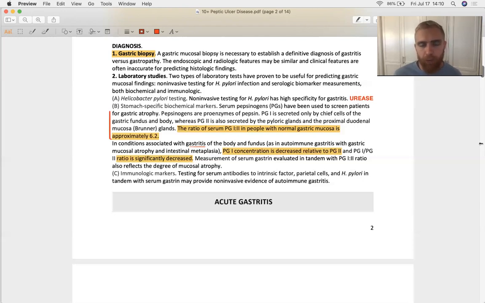And so chief cells will get caught up in that damage too. And so you'll eventually start making less and less and less pepsinogen in an autoimmune gastritis. And that's why you would see a decreased serum pepsinogen too in that cause of gastritis.